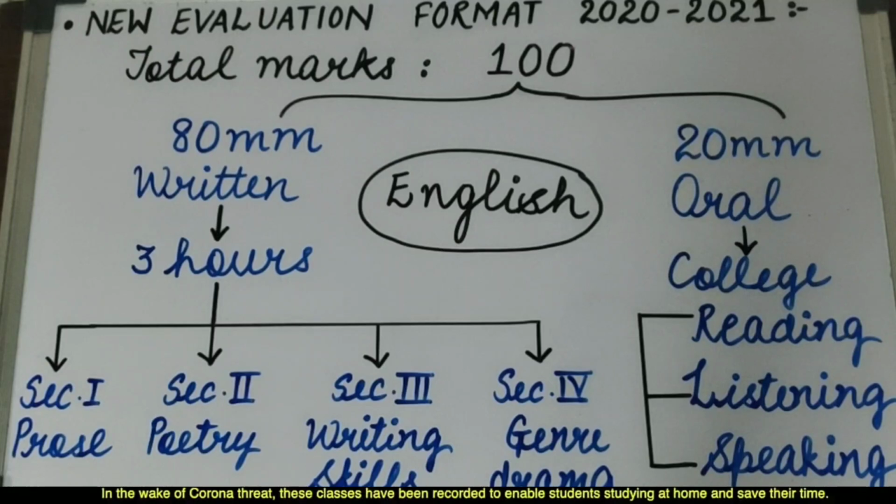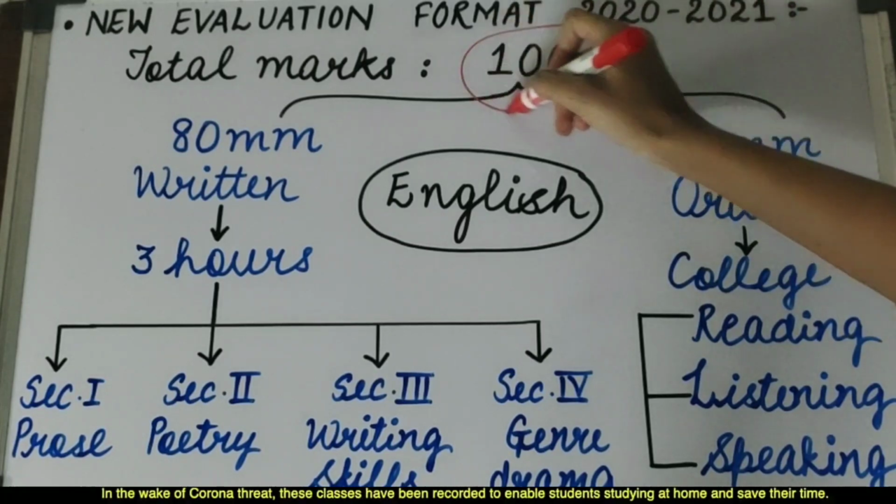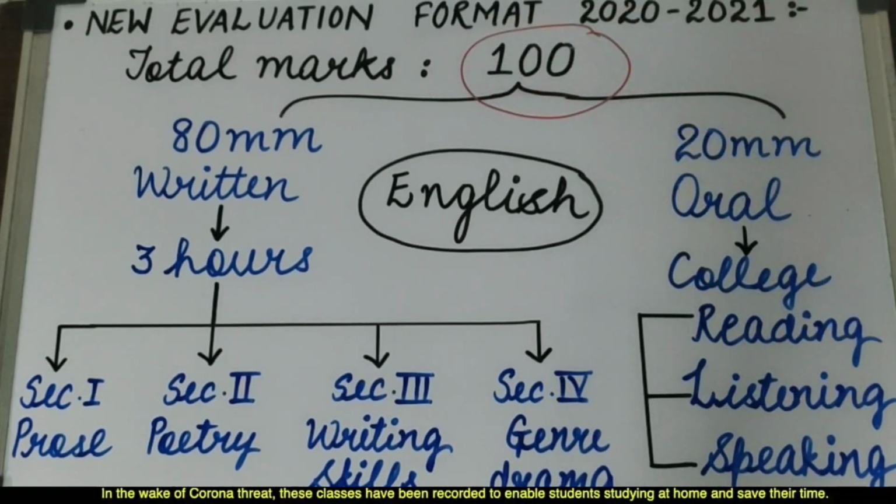Welcome to class. In this class we are going to talk about the new evaluation format that has changed in this session, that is for the year 2021 onwards. We'll have a detailed introduction of the distribution of marks for the English paper. The English paper comprises a total of 100 marks. These 100 marks are divided into two parts, that is 80 and 20. 80 marks are for the written exam and 20 marks are for the orals.